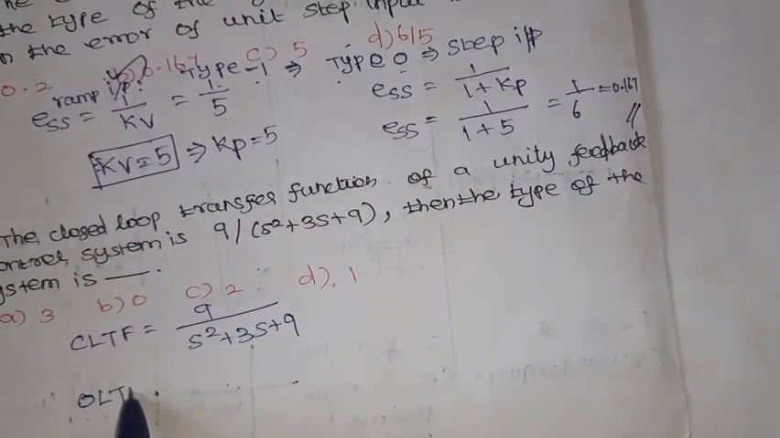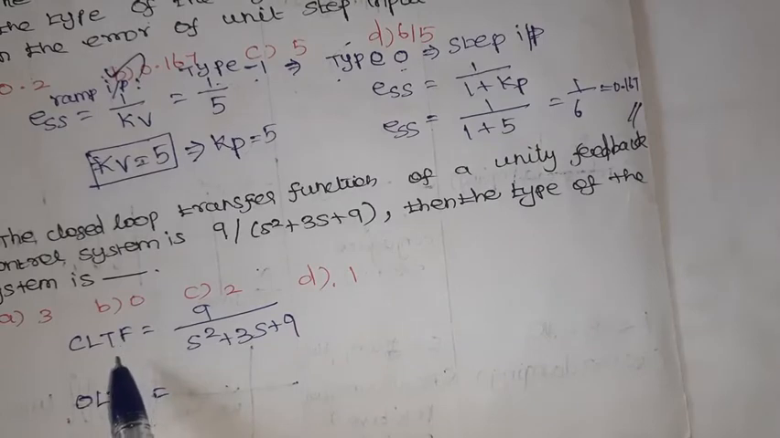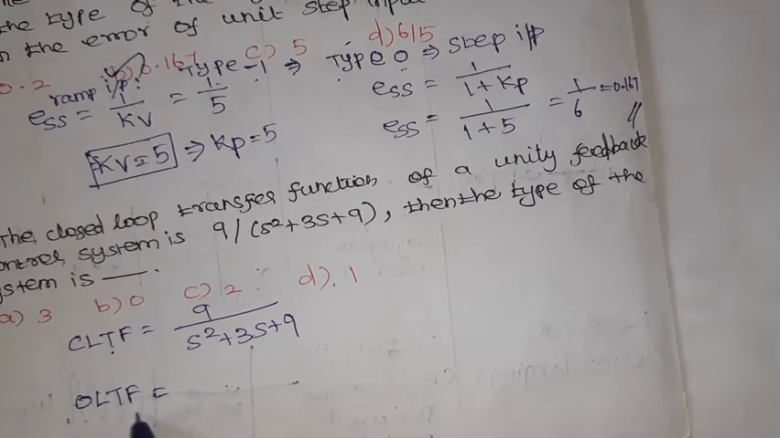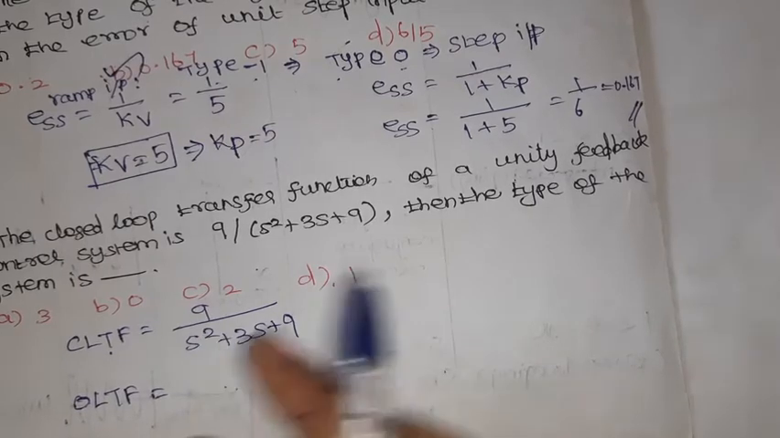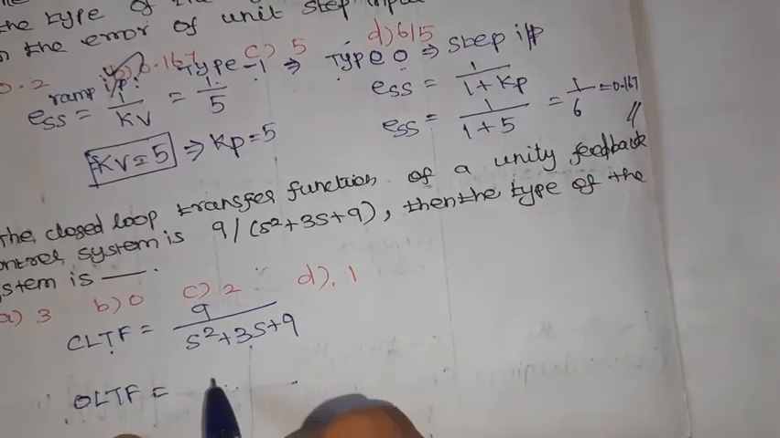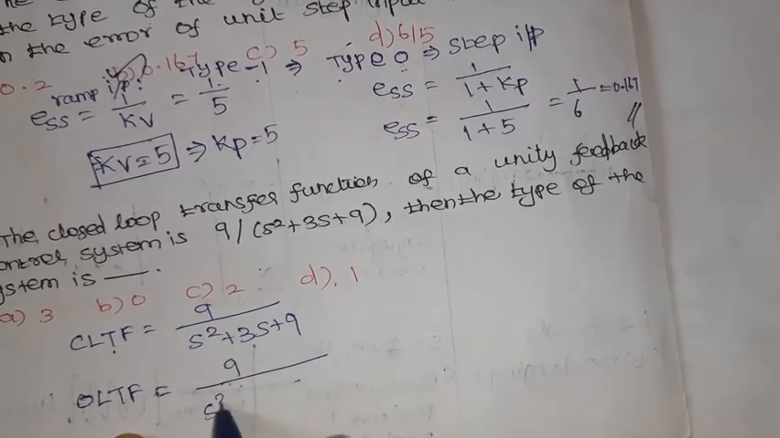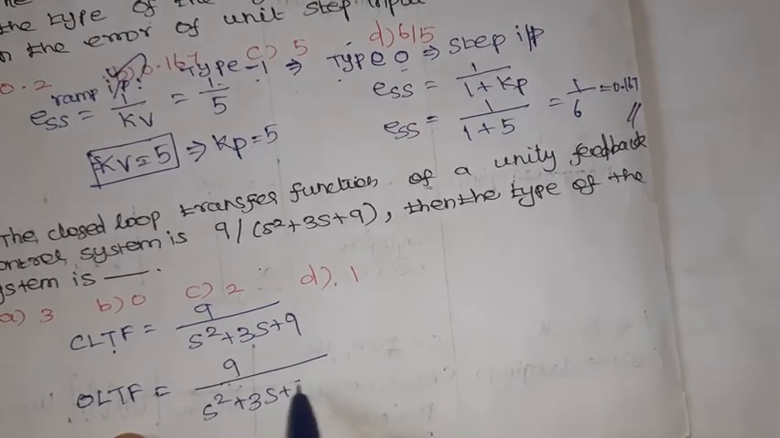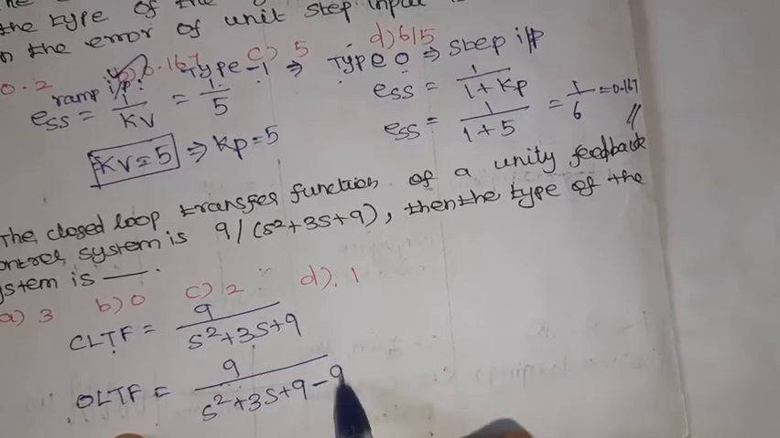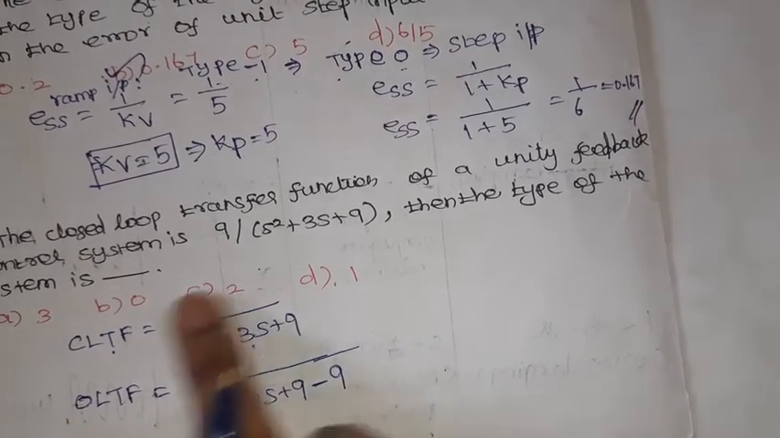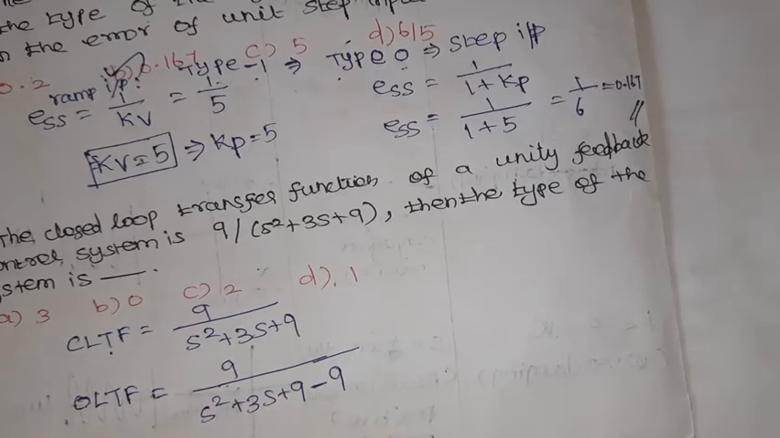We have already discussed this. How do we find the open loop transfer function from the closed loop transfer function in case of unity feedback? It is nothing but just subtracting the numerator term from the denominator term. What is the numerator term? Minus 9.